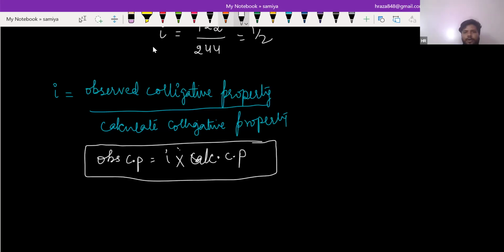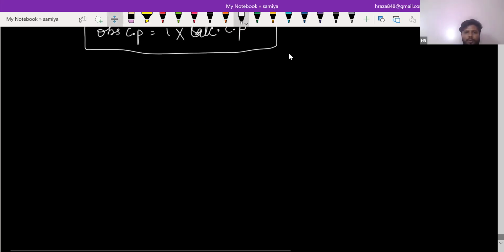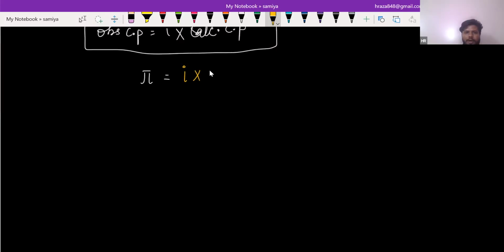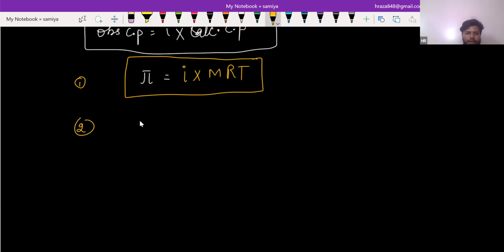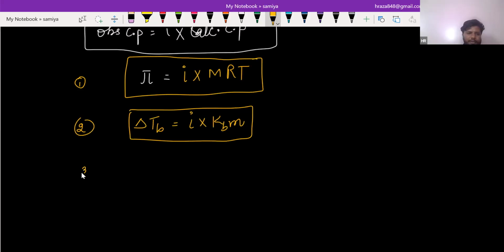Very good. So now I'm going to modify all the colligative property formulas. You know, pi, the observed colligative property, will be equal to i into MRT. This is for osmotic pressure. Another, delta Tb, that means elevation in boiling point, will be equal to i into Kb into m. Then depression in freezing point, delta Tf, will be equal to i into Kf into m.